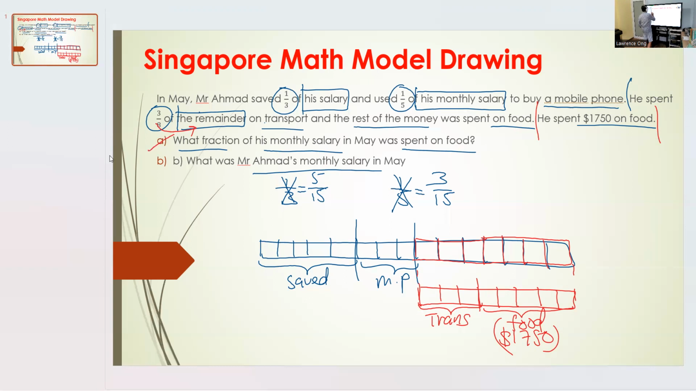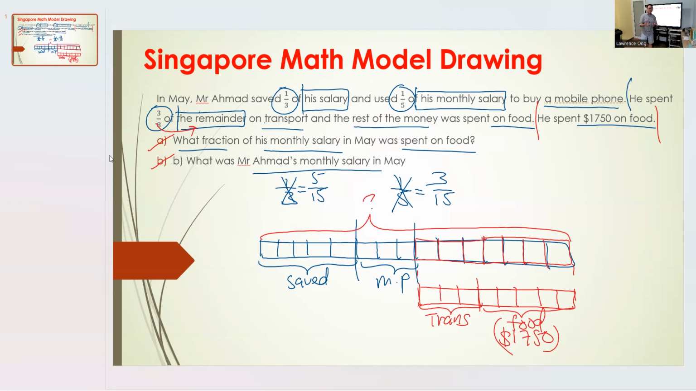So if you cannot put the question mark because you are asked for a fraction, then you don't put it. But if you look at part B, can you put the question mark? So what was Mr. Ahmad's monthly salary? So where is the question mark? Which is the entire rectangle over here. So that is your part B, which is what you're supposed to find. And your model is done.